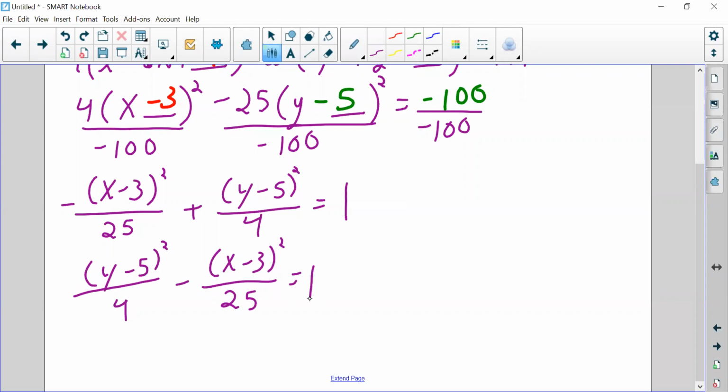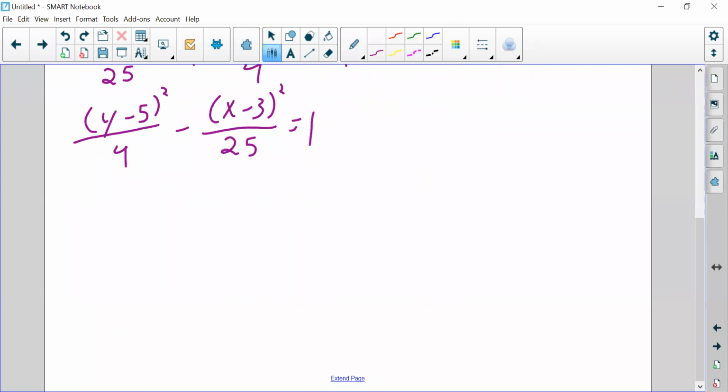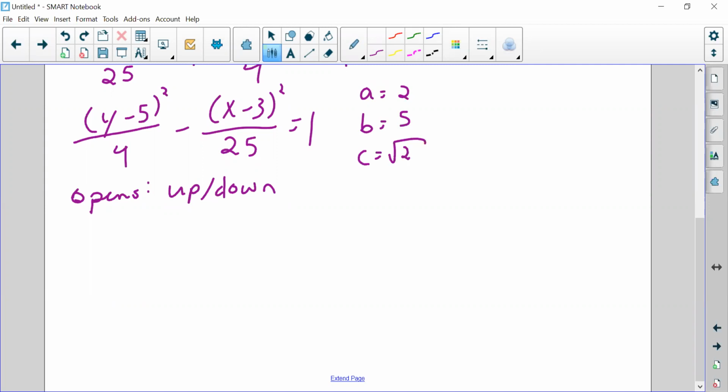All right. So let's answer our questions over this. Let's find our key values and answer the question. Now we got this. What is our opening direction? Up and down. Okay. What is A equal to? 2. Very good. Square root of the 4. What's B equal to? 5. And what is C equal to? Square root of 29. Okay.